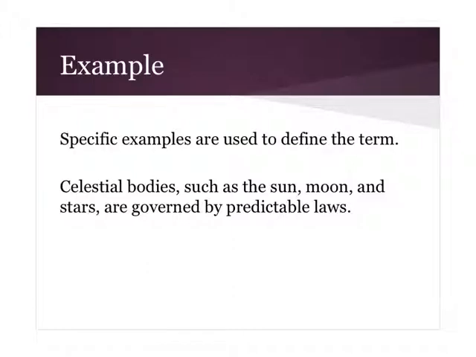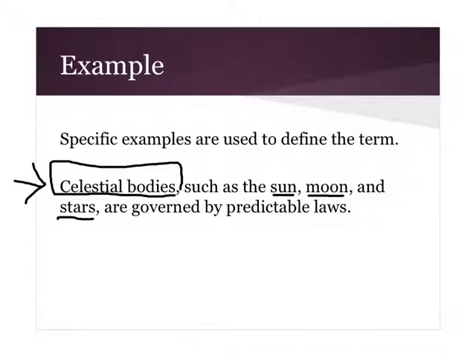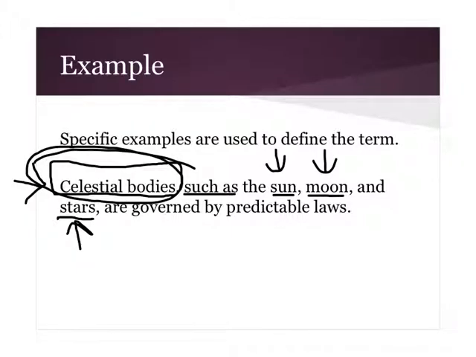And the final strategy for using context clues is looking for examples. Let's take a look at this sentence. Celestial bodies, such as the sun, moon, and stars, are governed by predictable laws. If we were unsure of the meaning of celestial bodies, we would see that we have very specific examples of celestial bodies given right within the sentence, such as the sun, the moon, and the stars. So then we would understand better that we are talking about things that are in the sky, like planets, sun, stars, etc. These examples have helped us to identify celestial bodies.